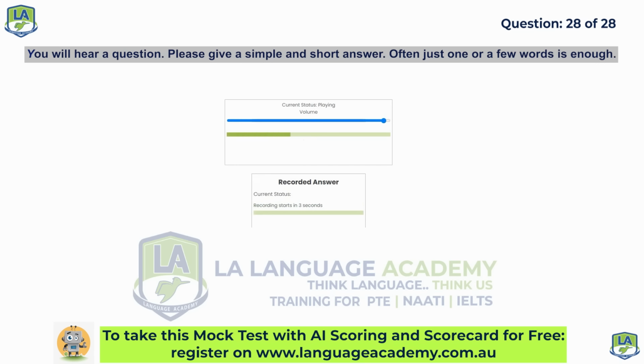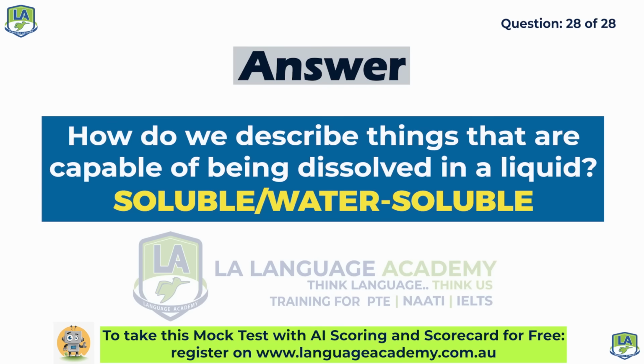How do we describe things that are capable of being dissolved in a liquid? Soluble, water soluble.